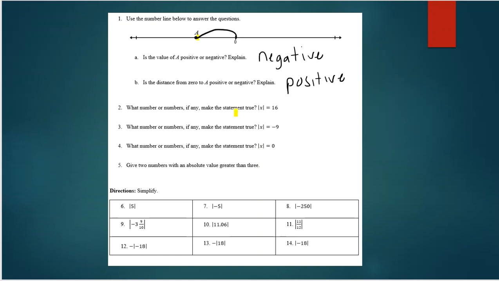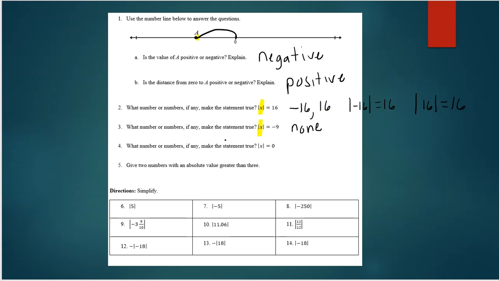On number 2, what number or numbers, if any, make this statement true? This is saying the absolute value of what is going to be equal to 16. In that case, there are two answers, negative 16 and positive 16, because the absolute value of negative 16 is 16, and the absolute value of positive 16 is also 16. What number or numbers, if any, make the statement true? So the absolute value of what number equals a negative 9? That would be none. Absolute value never equals a negative number.